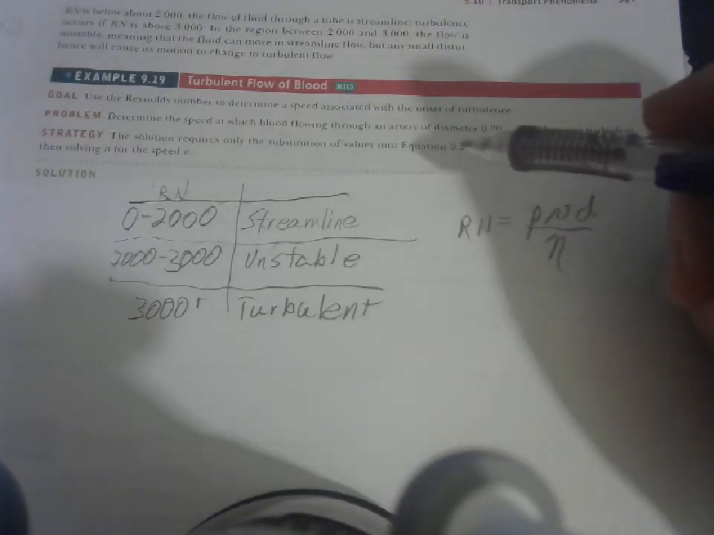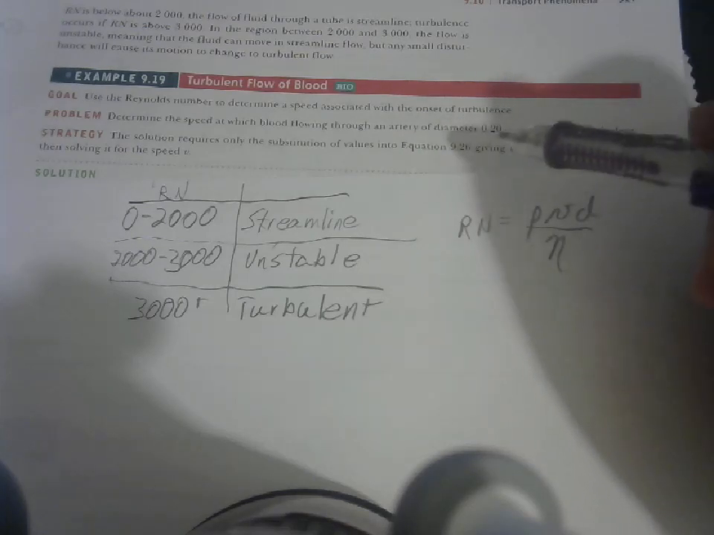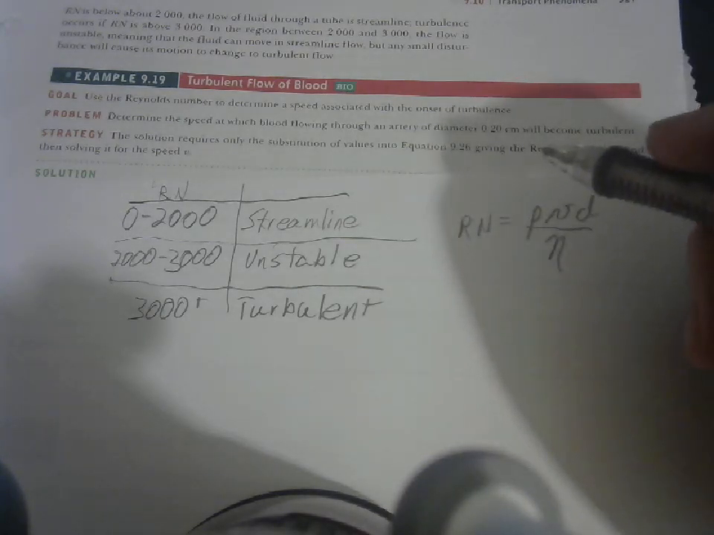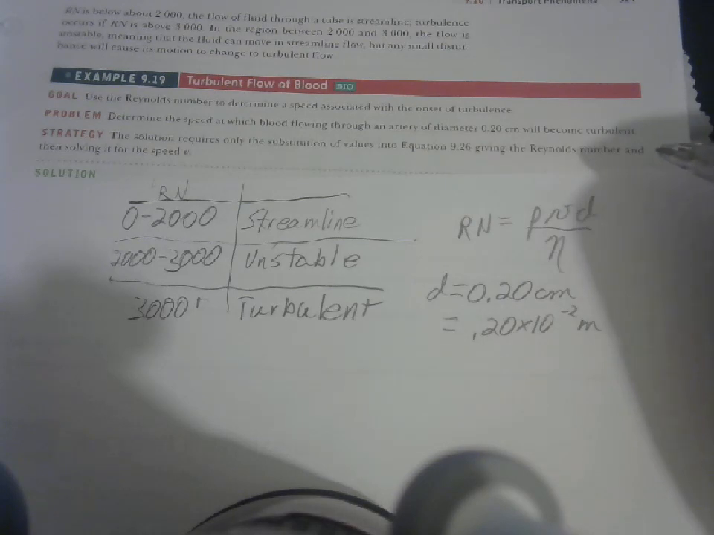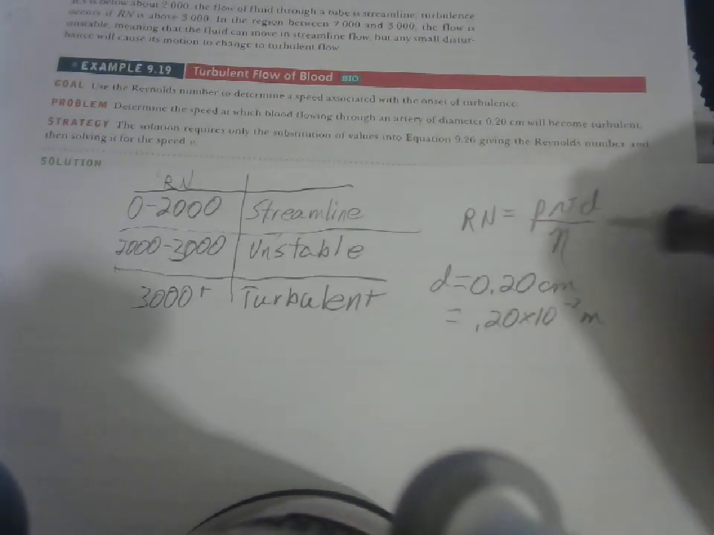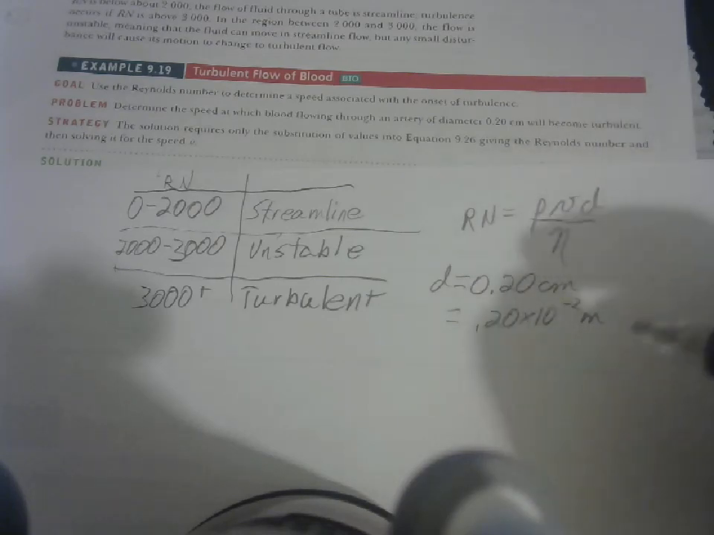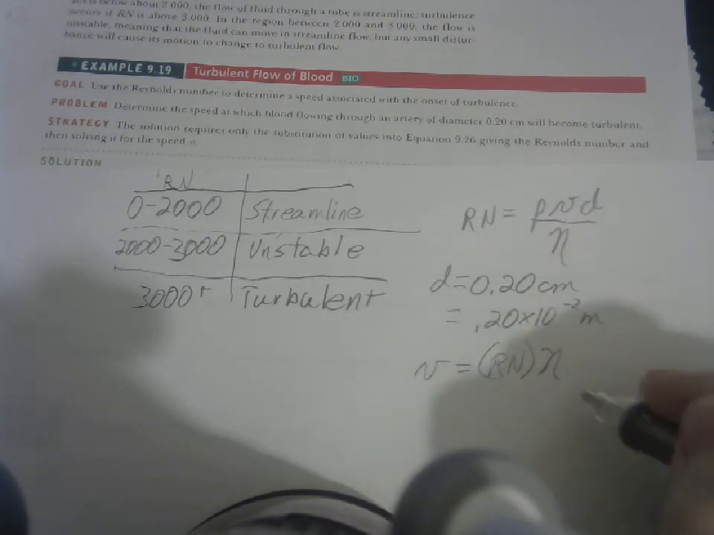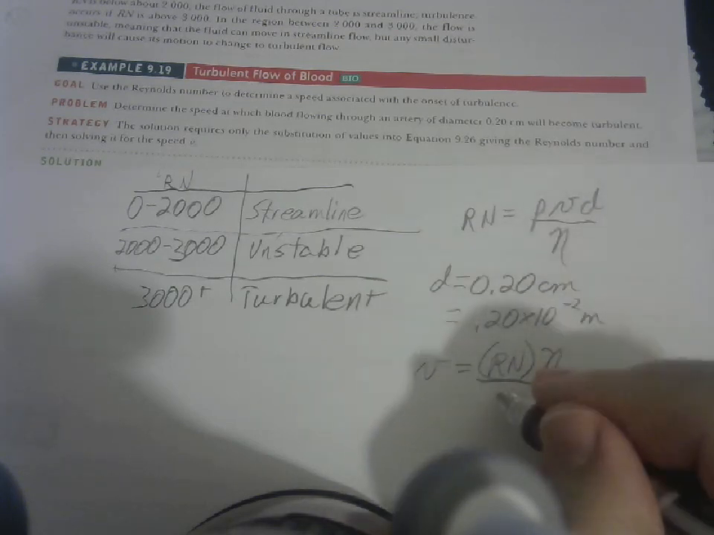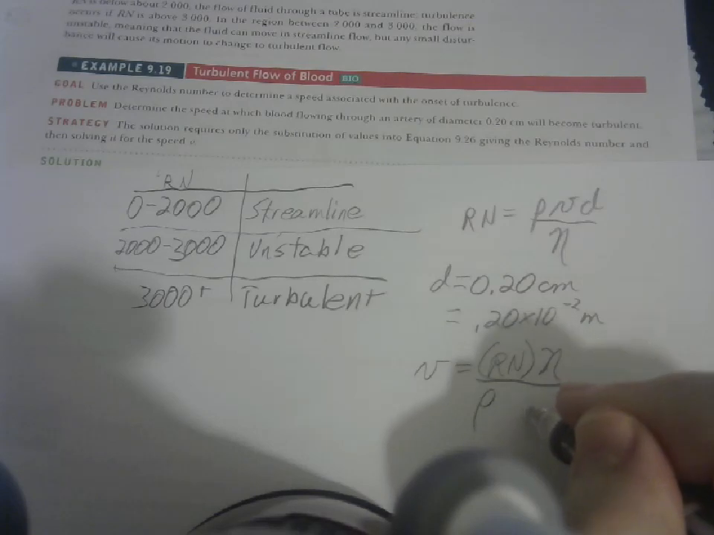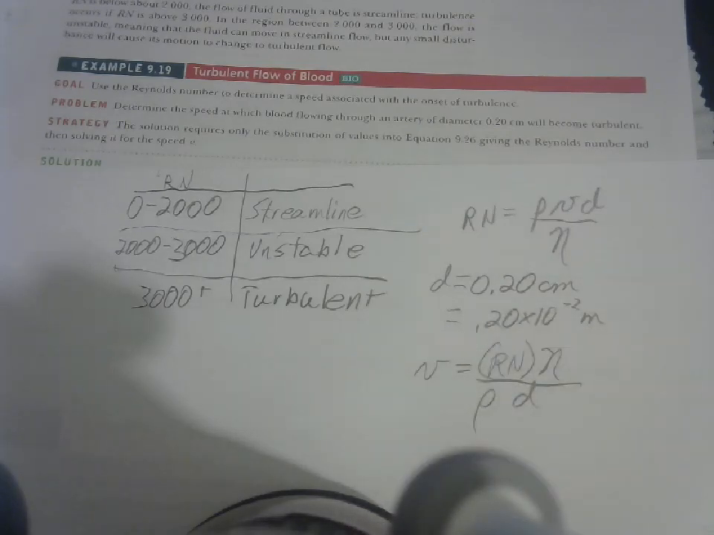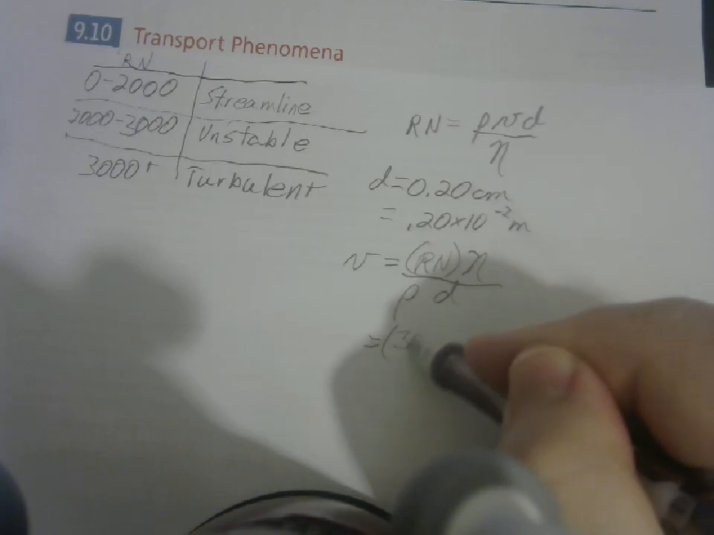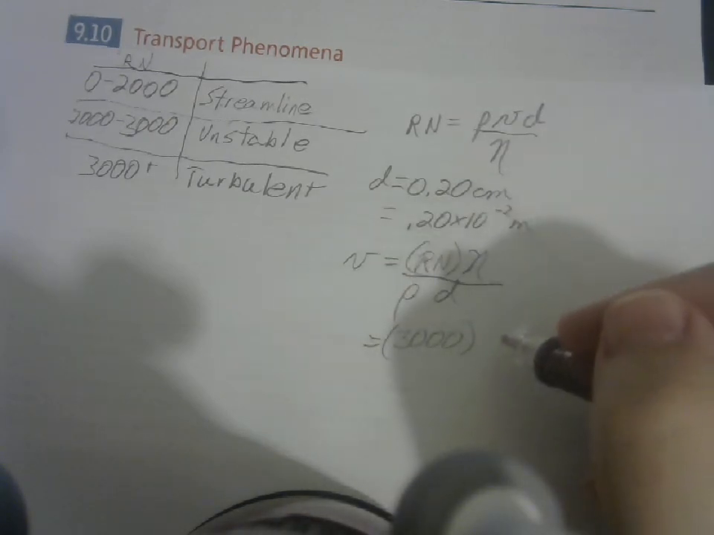So in example 9.19, we're going to use the Reynolds number to determine the speed associated with the onset of turbulence. Problem: determine the speed at which blood flowing through an artery of diameter 0.20 centimeters will become turbulent. First we want to solve this equation for v. v equals the Reynolds number times the coefficient of viscosity, divided by the density of the fluid, rho, times the diameter, d. At 2000, it becomes unstable. At 3000, it's almost definitely turbulent. So I'll go ahead and use 3000.